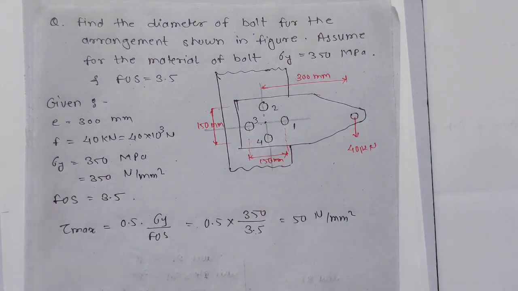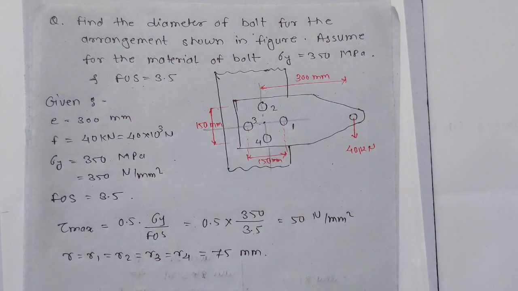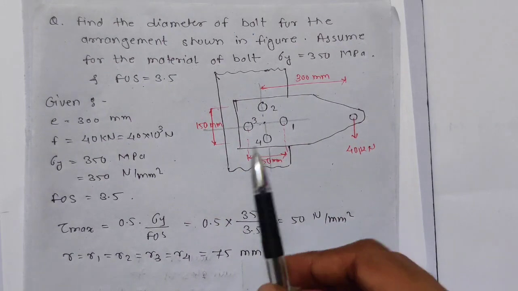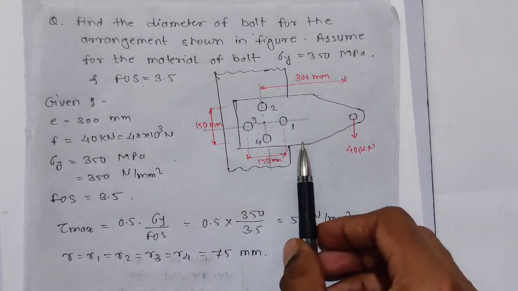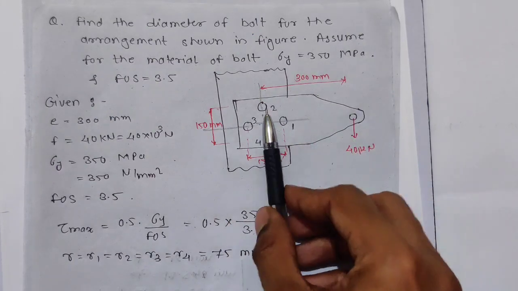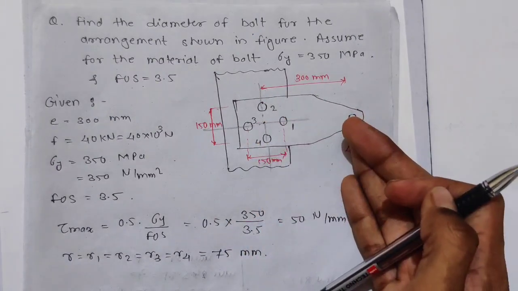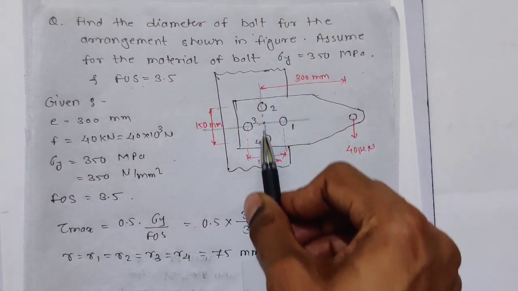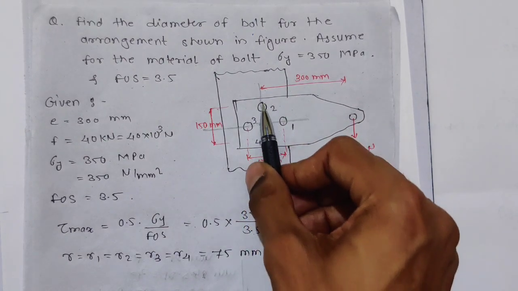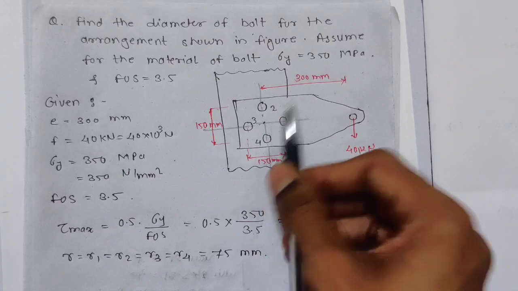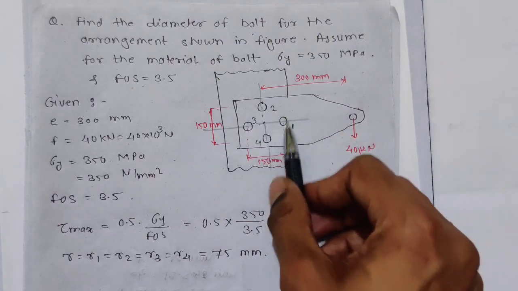Alright, then what is the radius? Radius r is equal to r1, r2, r3, r4, all equal to 75 mm. We have the same radius throughout for all bolts. Now see which bolt is carrying the highest load. The load is at the right side, so this is the axis, and the bolts which are on the axis and on the right side of the axis will carry the highest load.